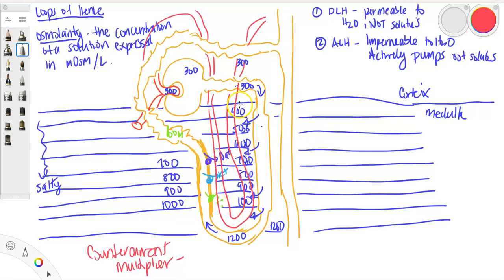Okay, now the process by which some of this water is being reabsorbed into the blood and some of these solutes are going into the blood, that is called the countercurrent exchanger. But ultimately, when we get to the distal convoluted tubule, we're going to have dilute filtrate, and it can be as low as 100 milliosmoles per liter.